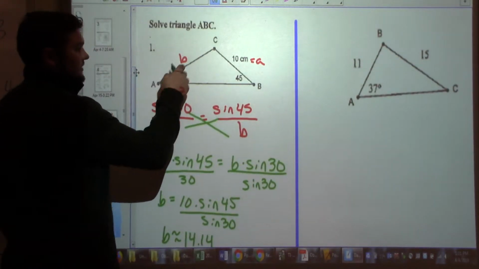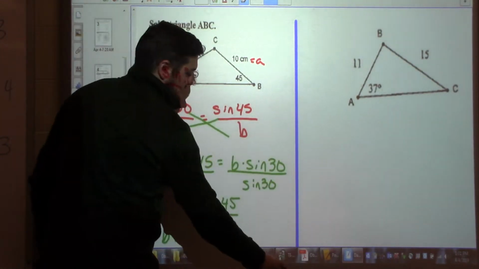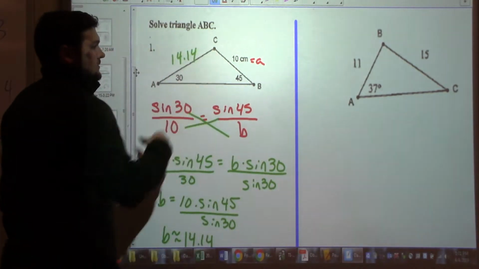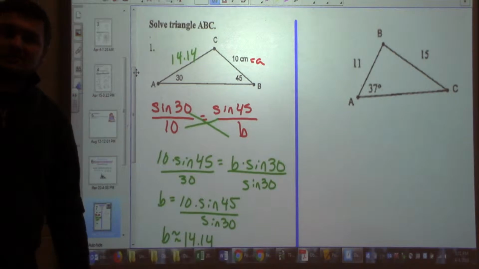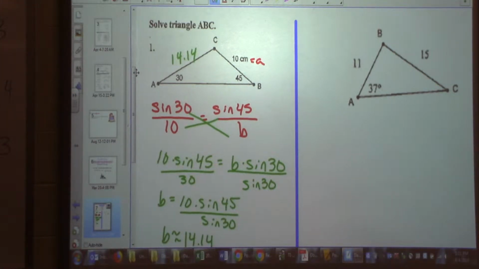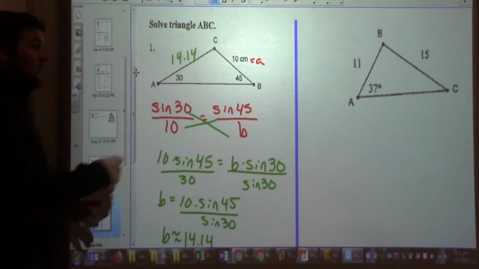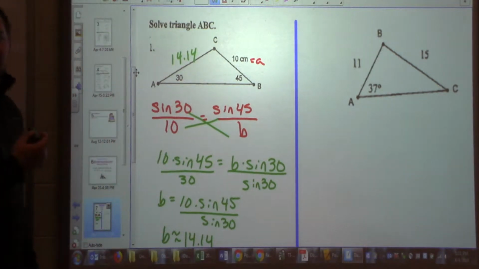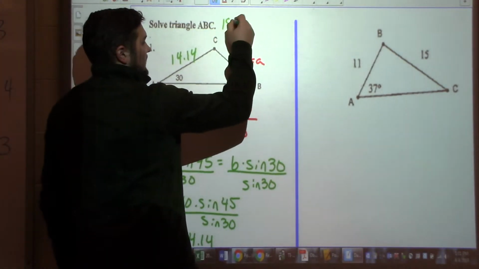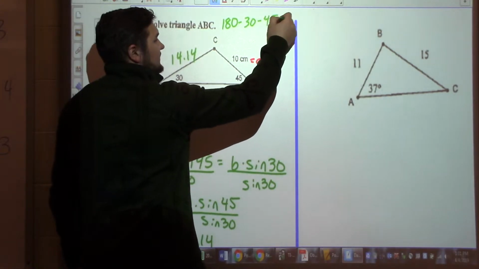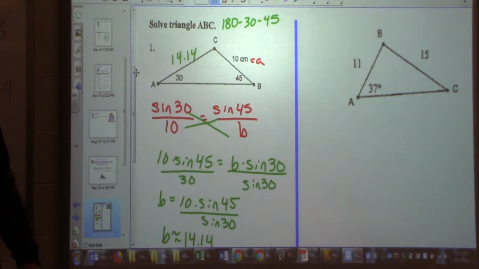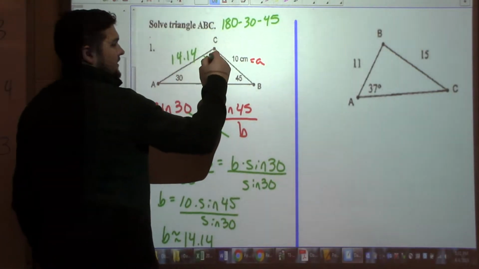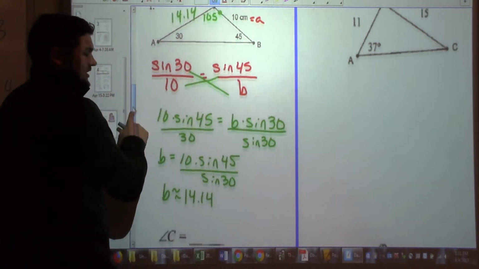How do you think we're going to find our other side? Well, we need to have at least 3 pieces of information. We can start by finding angle C using the triangle that goes 180 degrees. Perfect. We can start by finding angle C. We know every triangle adds up to 180 degrees. So if I have 2 of the other angles, I should be able to find my third angle. So 180 minus 30 minus 45 should give me angle C, which should be 105 degrees. So angle C is 105 degrees.